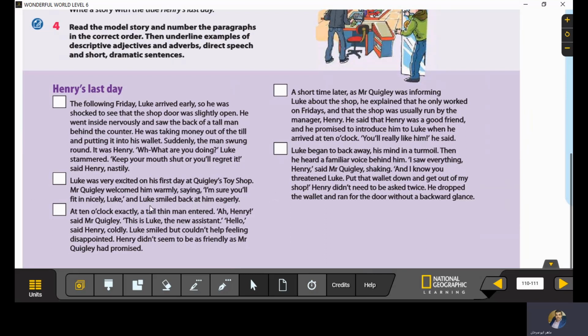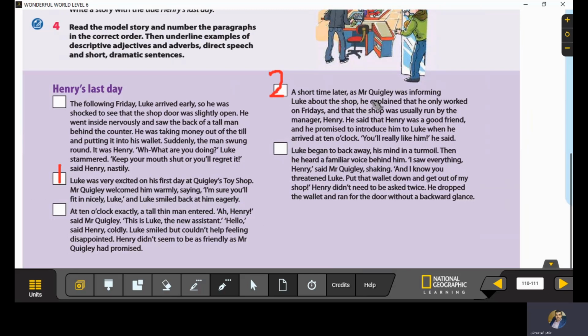Look at this sentence. I believe this one should be number 1. Let me read it for you. Luke was very excited on his first day at Quigley's toy shop. Mr. Quigley welcomed him warmly, saying, "I am sure you will fit in nicely, Luke." And Luke smiled back at him eagerly. I believe this one should be the second event of our story.